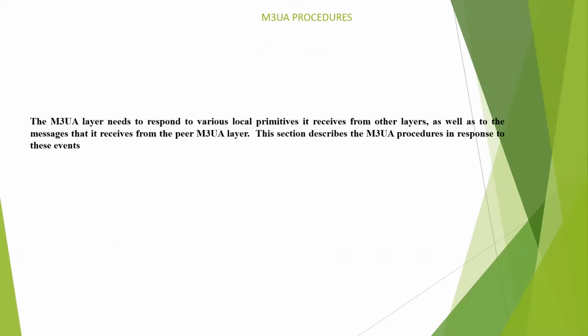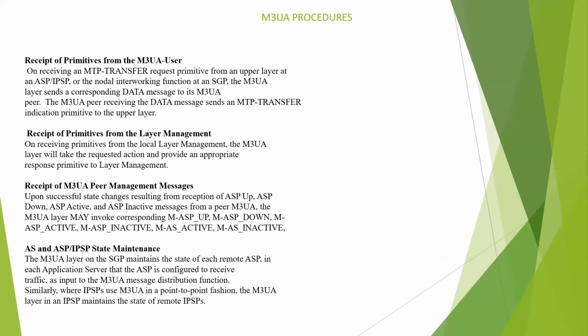We can see the procedures in M3UA. You can see receipt of a primitive from the M3UA user. For example, on receiving an MTP transfer request primitive from an upper layer at the application server process or the IP signaling point, or at the node interaction of the signaling gateway process, the M3UA layer sends a corresponding data message. These are basically the procedures that happen in the M3UA protocol.